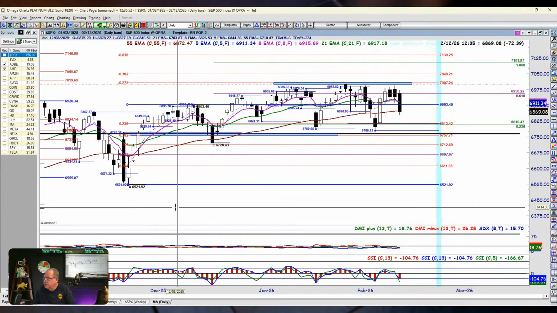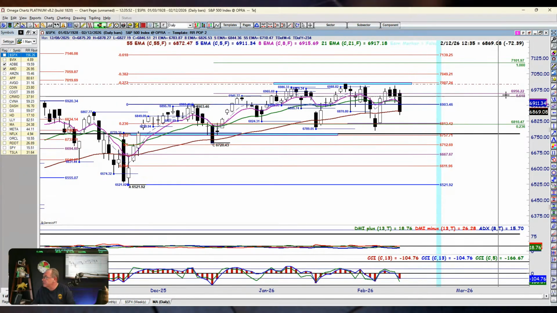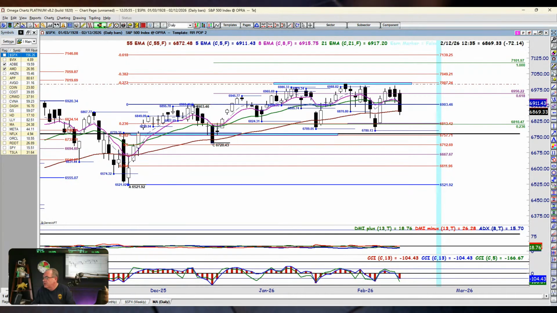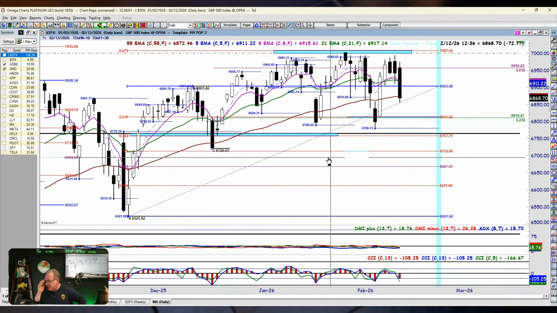Let's see, 1, 2. Oh, I might have done too much there. Let's undo that. All right. So as we're looking at this move to the downside today, what does that give us? What is that telling us? Well, I'm not concerned with it at this point.